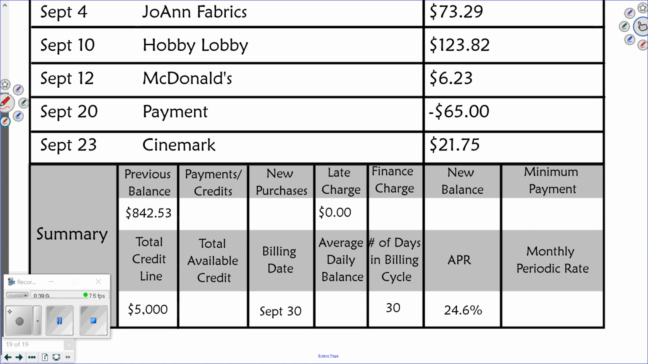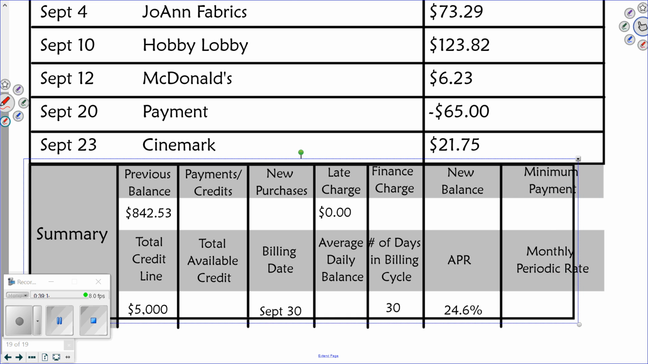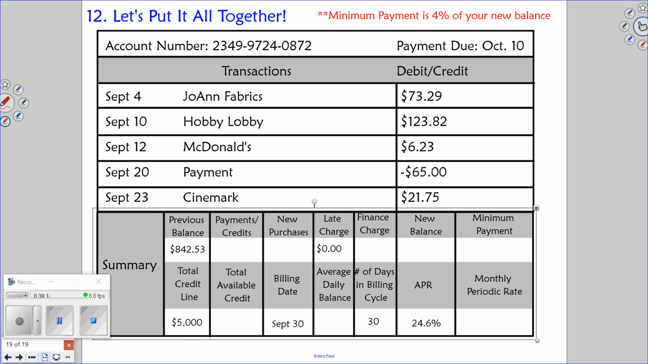All right, so let me make this smaller because that's going to drive me crazy. Oh, it doesn't want to move like I want it to move. Okay, let's do it this way.